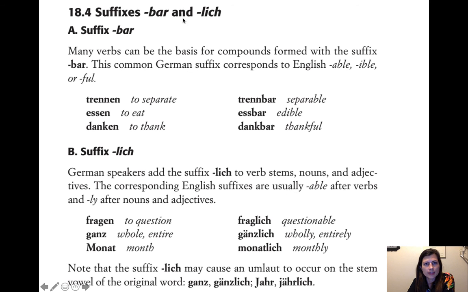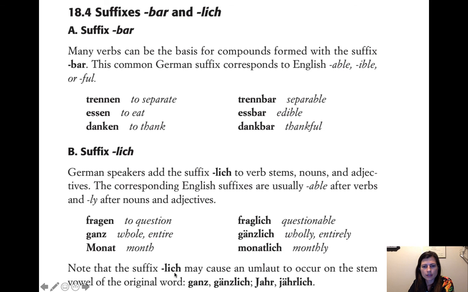Okay, then we have bar, lich. So bar is kind of like able, right? So trennen is separate, and then trennbar is separable. Essen, to eat, and then essbar, edible. Danken, to thank, and then dankbar, thankful. And then lich is similar to English ly and sometimes able. So fragen is the question, and then fraglich, questionable. Ganz, the whole or entire, and then gänzlich, entirely. Monat, month, and then monatlich, monthly. So then it's a ly.